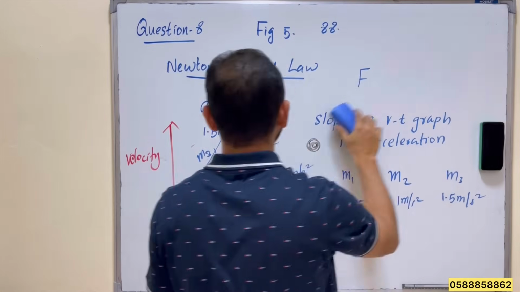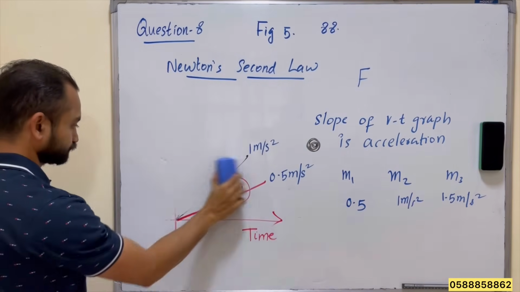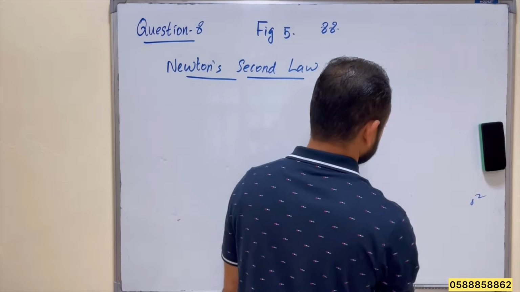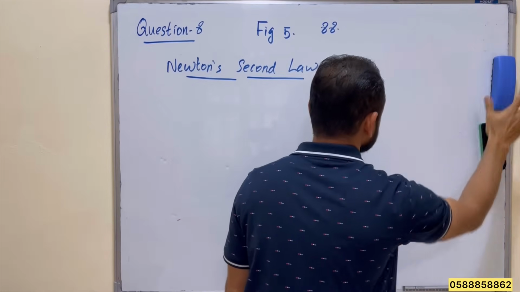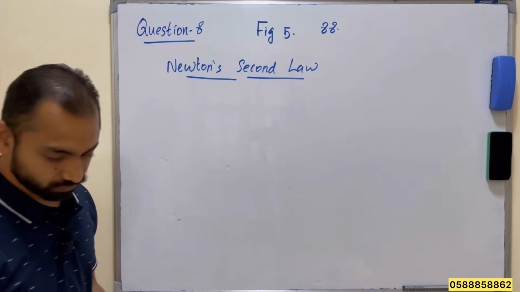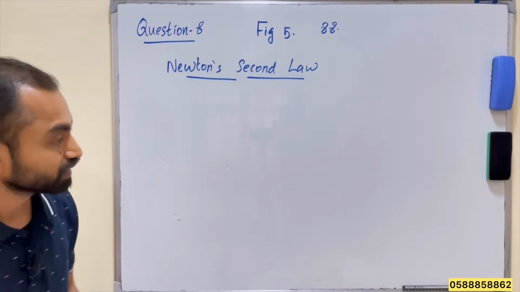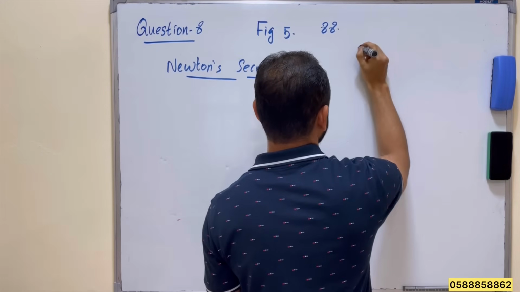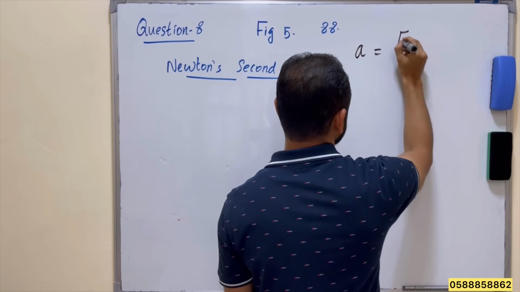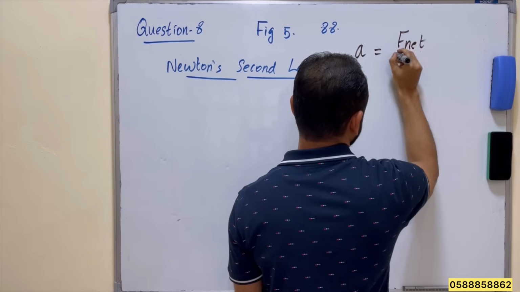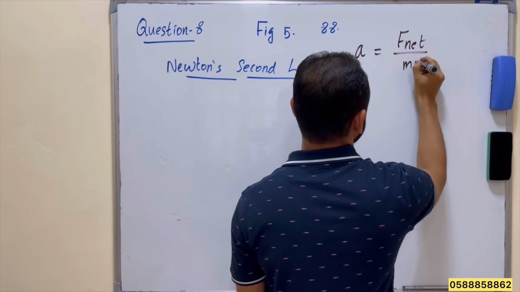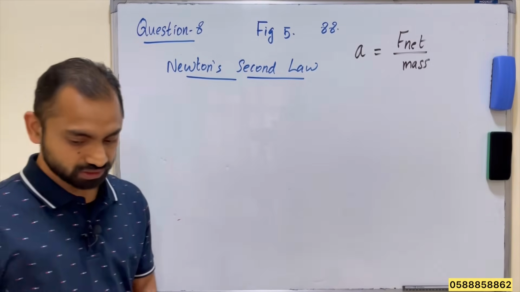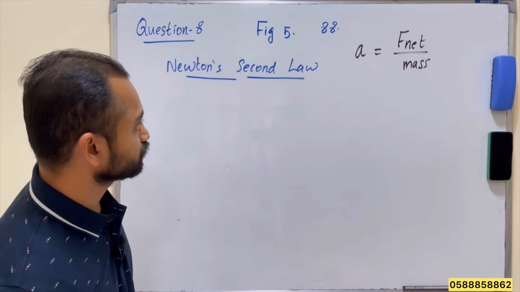Now we will go to another graph. Before going into that graph, we will discuss Newton's law again. According to Newton's law, acceleration of an object is equal to net force over mass of the object. Net force divided by mass of the object. Acceleration is equal to net force divided by mass.